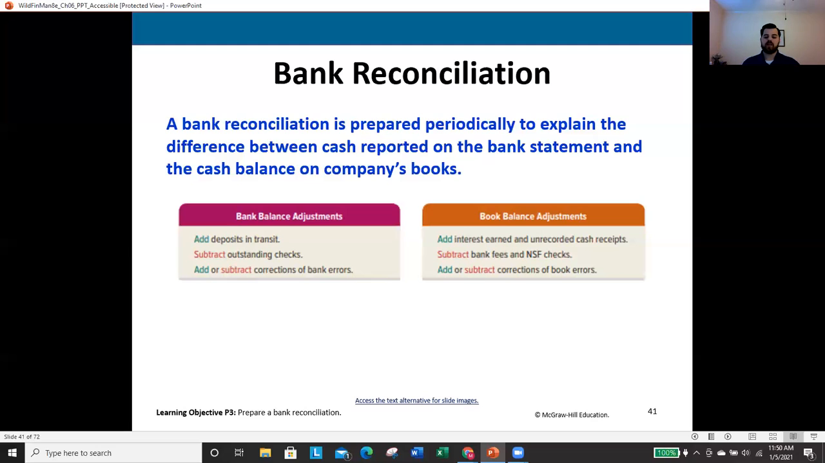So if you have any interest earned, that'll be dealt with, and that will of course increase the book balance. And of course, any unrecorded cash receipts will also increase the book balance.